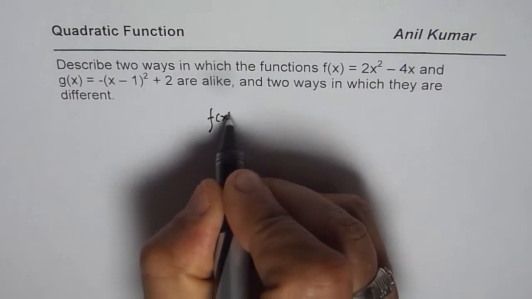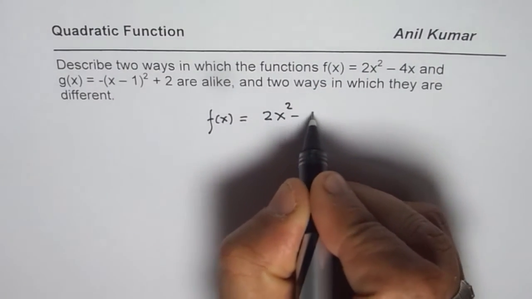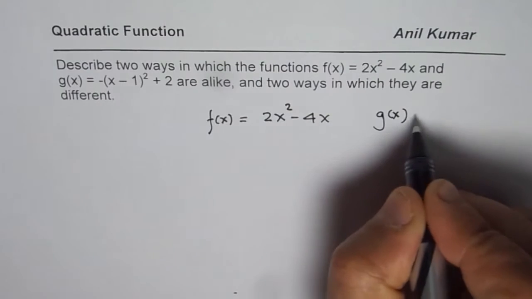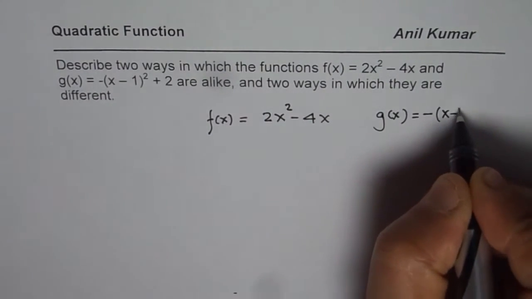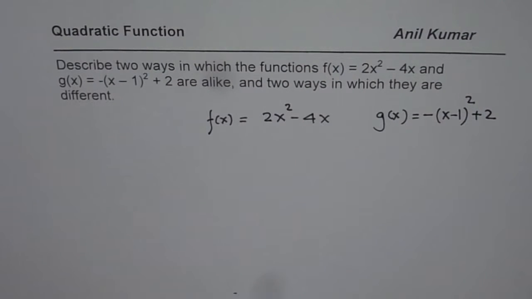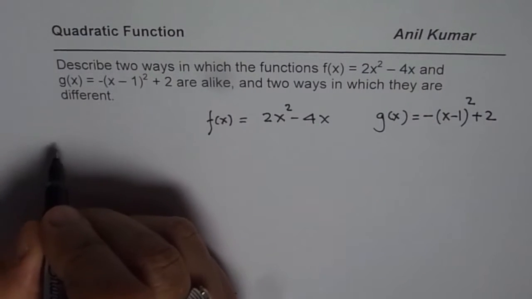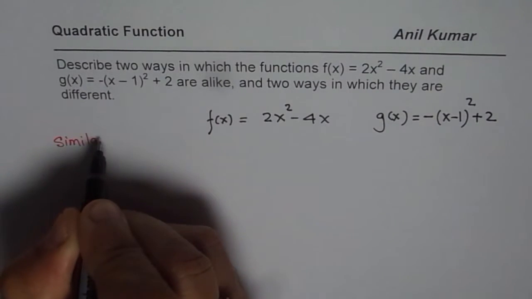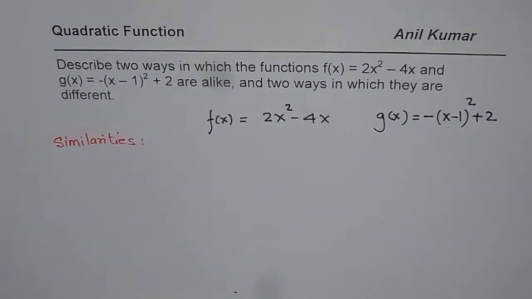The functions are f of x equals 2x squared minus 4x, and g of x equals minus of (x minus 1) whole square plus 2. Now, one way of course is that you can graph these functions, solve for the x-intercept, y-intercept, and do many things to find differences and similarities between the two. The other way is to quickly answer the question. So let's look for similarities first. With the help of this video, I'll also explain very simple examples, and give you reasons which you could always use to write similarities between quadratic functions.